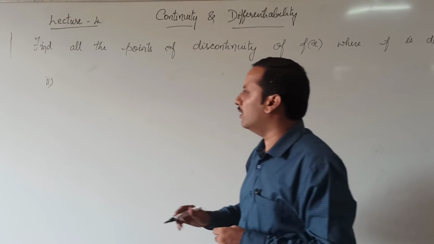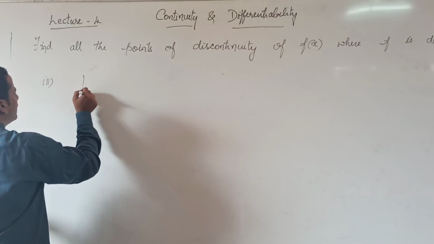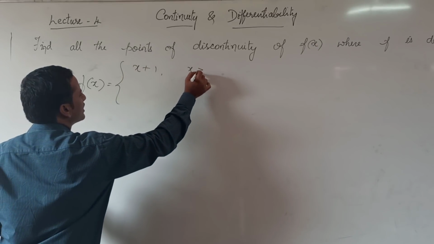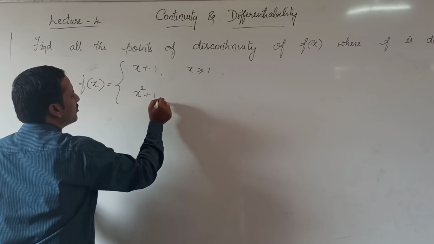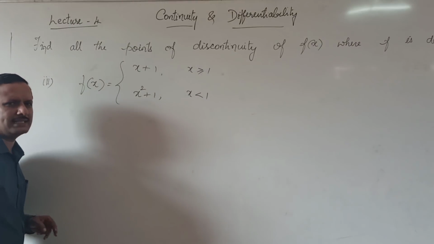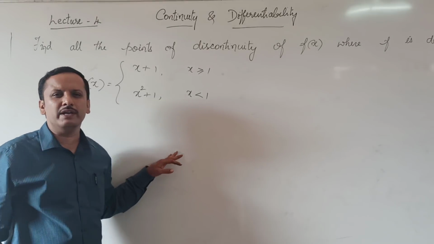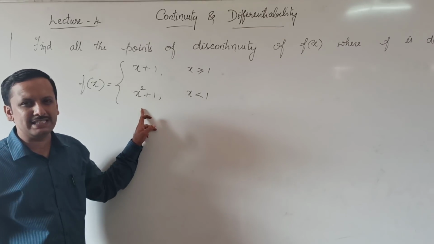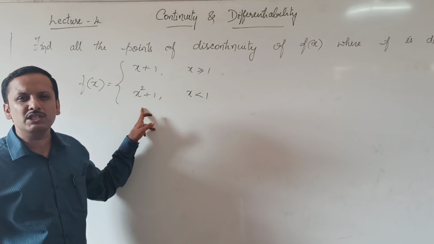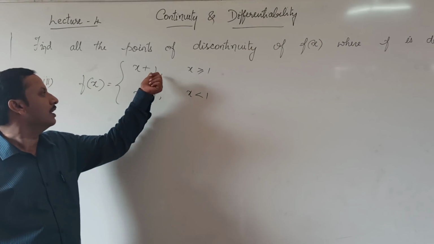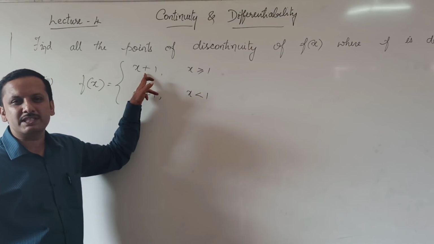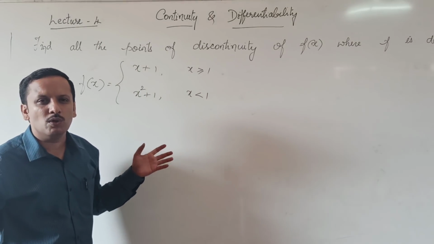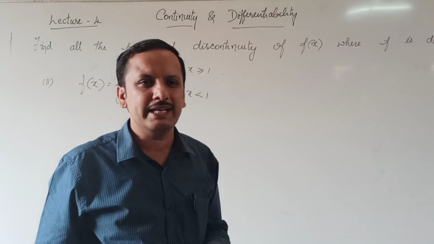f of x is equal to x plus 1 whenever x is greater than or equal to 1, and x square plus 1 when x is less than 1. So, for this function we have to find the points of discontinuity. Again, to the left side of 1, the function is defined as x square plus 1, which is a polynomial function, so it is continuous everywhere. And to the right side of 1, it is defined as x plus 1, there also it is a polynomial function, so it is continuous. So, we only need to check the continuity at x equal to 1.